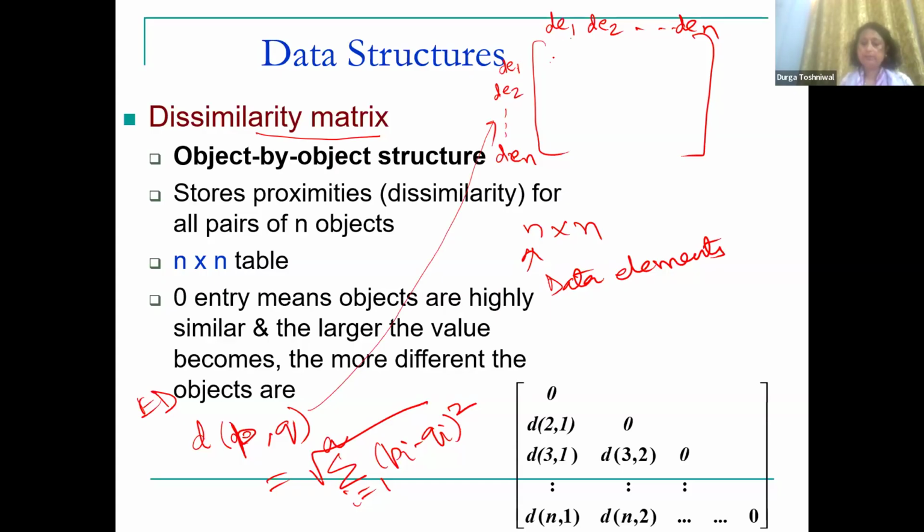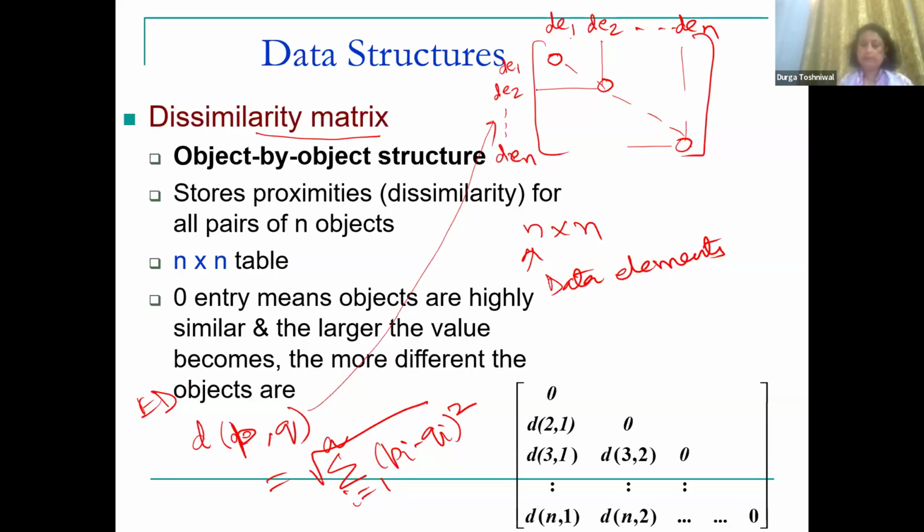So with respect to itself, the distance will be 0. Similarly, element 2 to element 2 will be 0, and so on and so forth. So the diagonal of the matrix will be 0, because the distance of a data element with respect to itself will be 0. However, the other values will be non-zero.